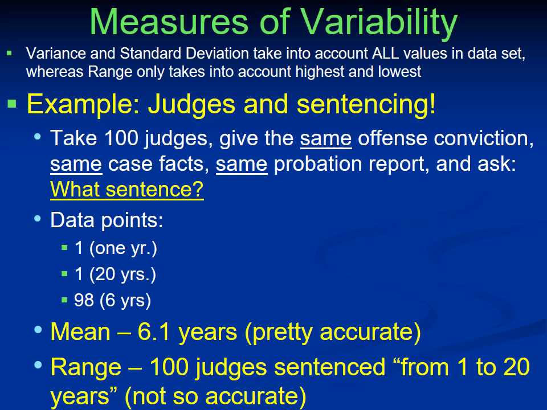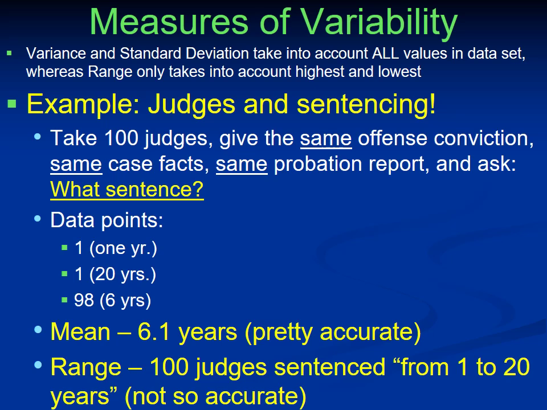So here we have a data set. We have taken 100 judges in our study. And what have we done? We've given all 100 judges the same offense conviction, the same case facts, and the same probation report. And we've asked our judges, what sentence would you impose in a case like this?